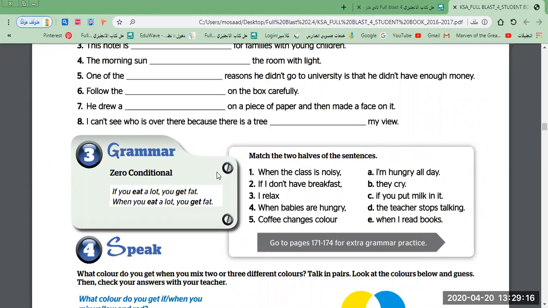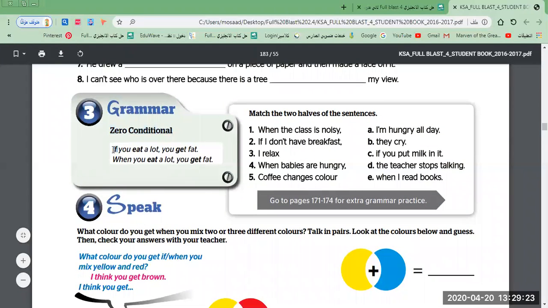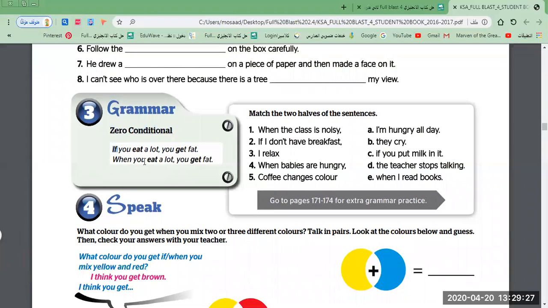Down here, we have grammar. It talks about the zero conditional, and in the zero conditional you start with the word if, as you see here. And this means that you are talking about fact.